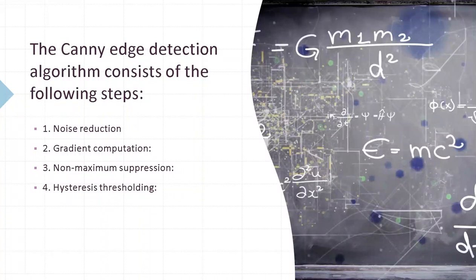Pixels with a gradient magnitude above the high threshold are considered strong edges and are marked as edges. Pixels with a gradient magnitude below the low threshold are discarded.